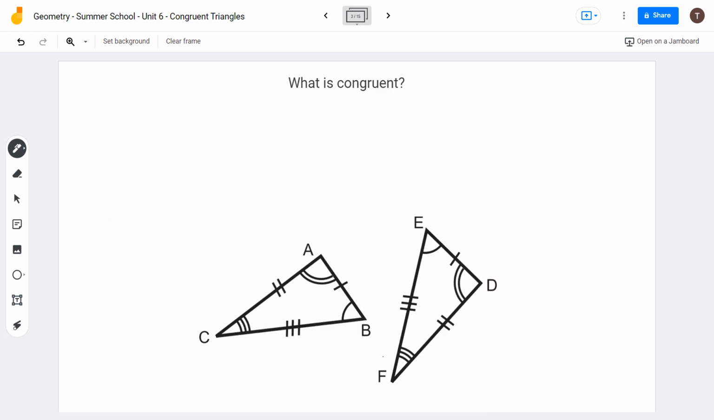So what is congruent? Congruent is another word for equal, but congruent deals more with shapes, so equal measures of shapes. So if we're talking about side lengths, we're talking about the same length. If we're talking about angle measurements, we're talking about the same angle measurement.